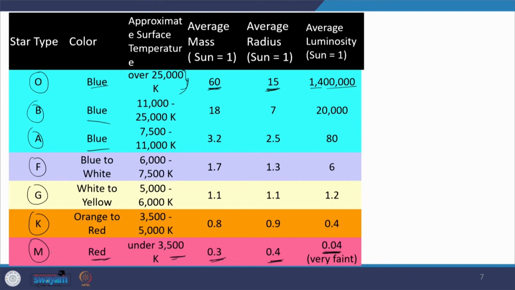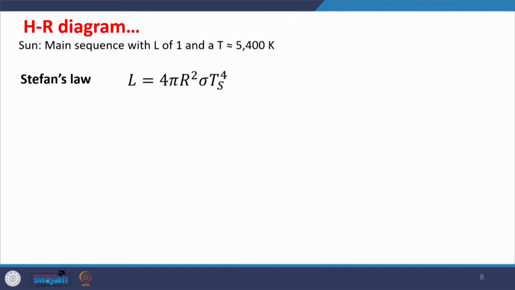And whenever you see this kind of codes, it denotes the color code in the HR diagram. How is this HR diagram going to be useful for us? Let me give you some calculations. See, a main sequence star with luminosity of 1 and a temperature of 5400 K, that is the sun. The sun has a luminosity of 1, we can consider, and its temperature is 5400 Kelvin. We have to have some reference, right.